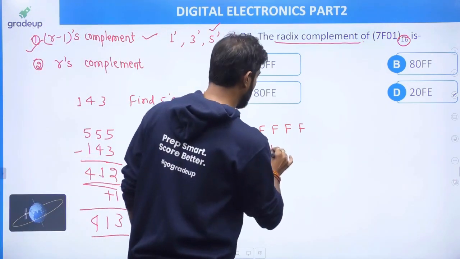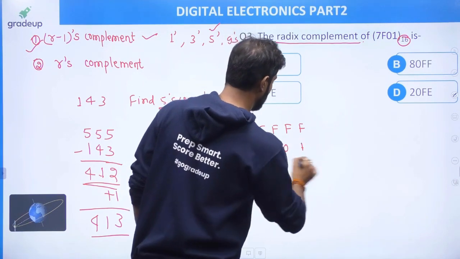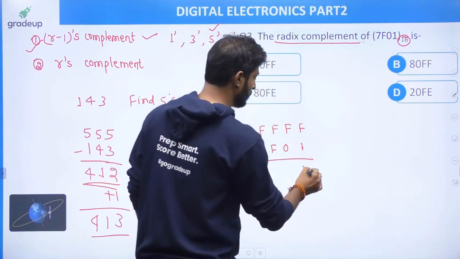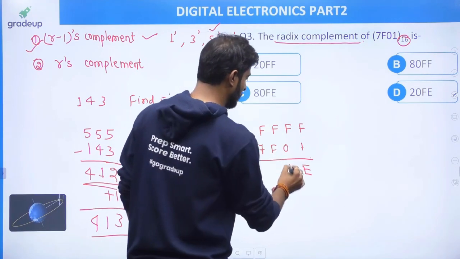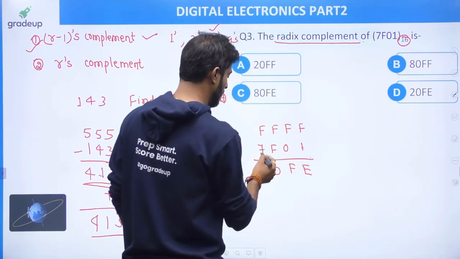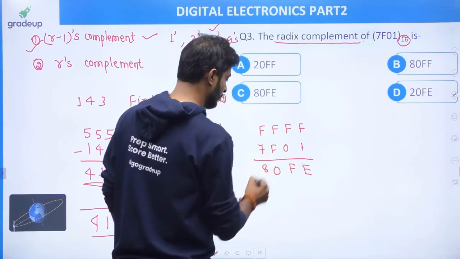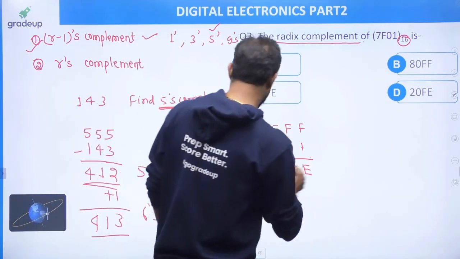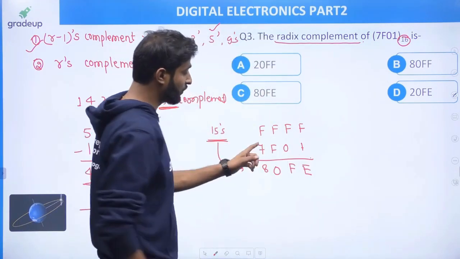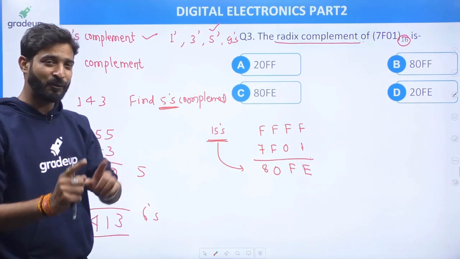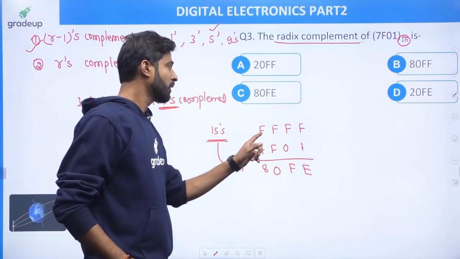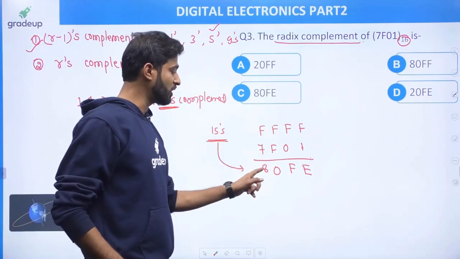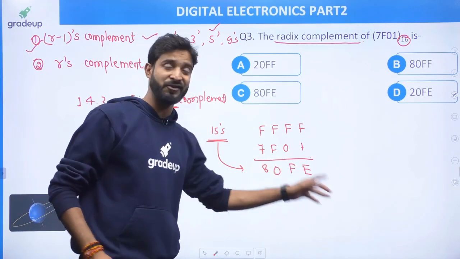Subtract 7F01 from this. F, it will become 0. F minus 7, you will get 8. F minus 0 will become F. F minus 1 will become E. So it is called what? It is called the 15's complement of 7F01. So my dear friend, the 15's complement of 7F01 is nothing, it is just 80FE, right?